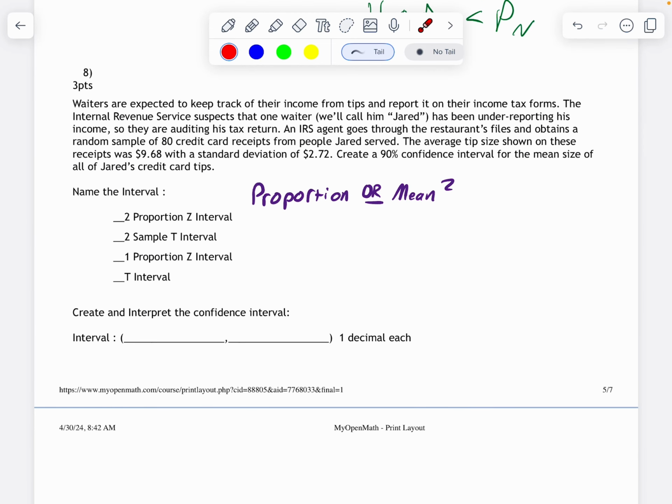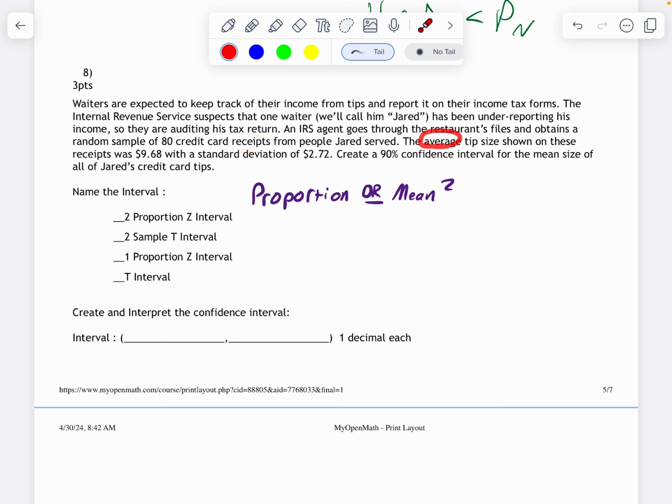Waiters are expected to keep track of their income from tips and report it on their income tax. I wonder how many do that. The IRS suspects that one waiter, we'll call him Jared, has been underreporting his income, so they're auditing his taxes. An IRS agent goes through the restaurant's files and obtains a random sample of 80 credit card receipts from people that Jared served.